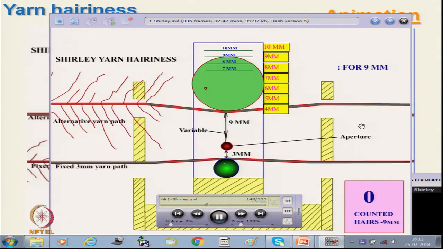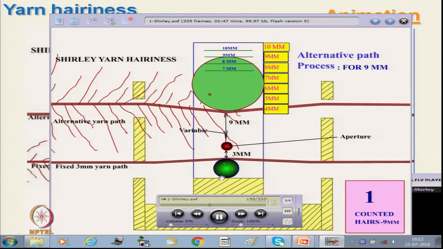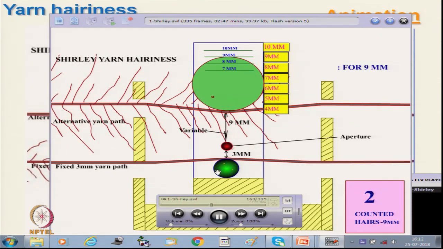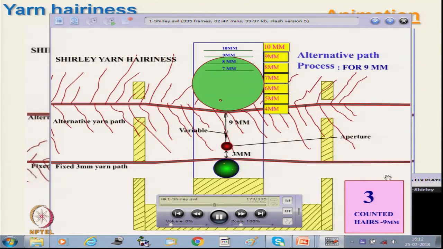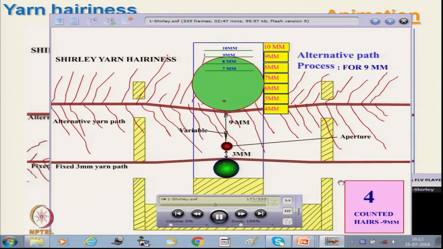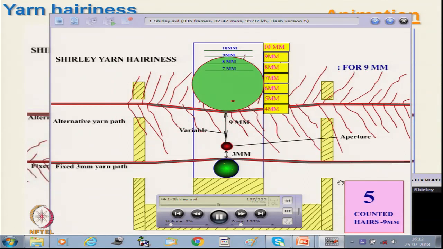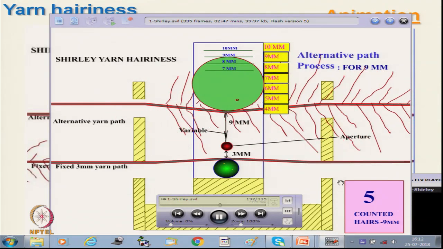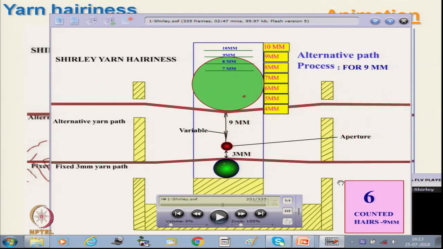Okay. Now, we have shifted it to another distance, it is 9 millimeter. Now, if we pass the same yarn, accordingly we will get a different count. Earlier it was 4 hairs beyond 10 millimeter, now we can observe it is around 6 hairs beyond this. Okay. So, in this way we can get a detailed idea about the number of hairs and the length distribution of the hair.